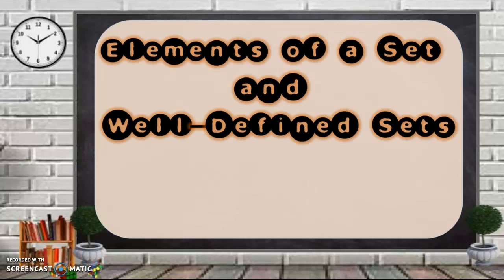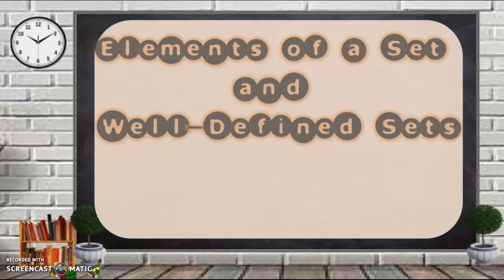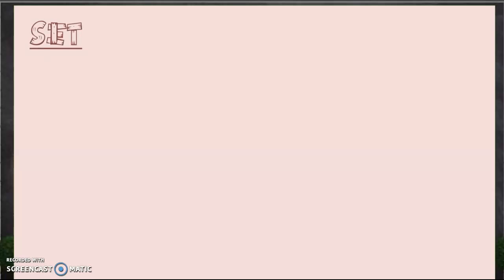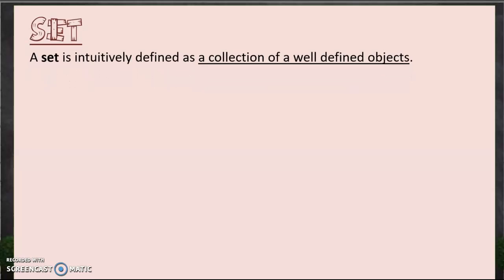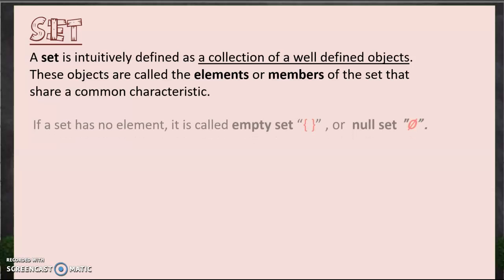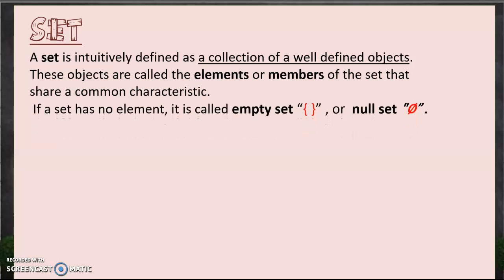So the topic is elements of a set and well-defined sets. A set is intuitively defined as a collection of well-defined objects. These objects are called the elements or members of the set that share a common characteristic. If a set has no element, it is an empty set. This is the symbol for empty set, or we can also call it the null set.